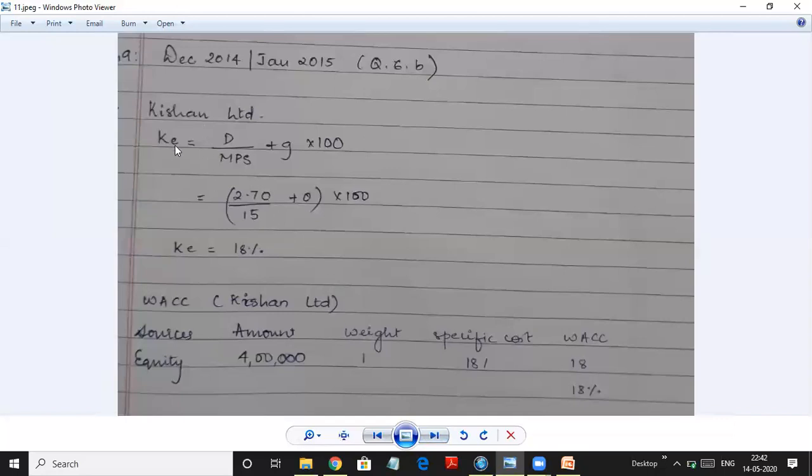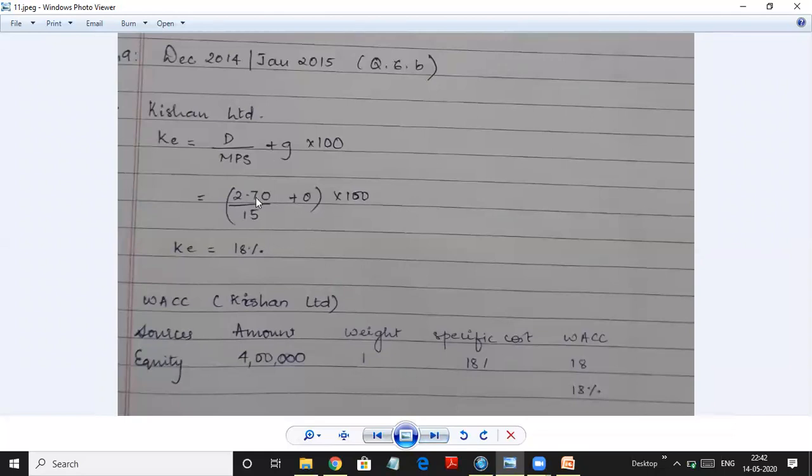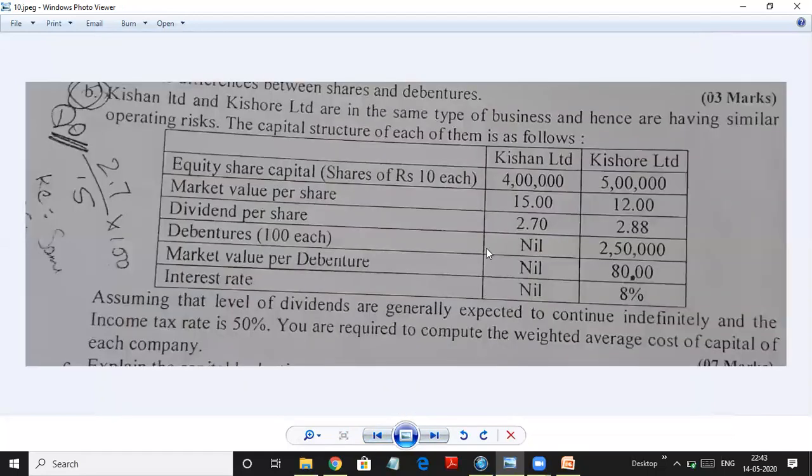First we'll do it for Krishna Limited. Ke is equal to D divided by MPS plus g, into 100. See here, Krishna Limited dividend is 2.70, market price is 15. So dividend 2.70 divided by market price 15 plus growth rate, which is not given, so we are taking it as 0, into 100. You get cost of equity 18%. In case of Krishna Limited, there are no debentures. It's nil. So it has only one source of finance.